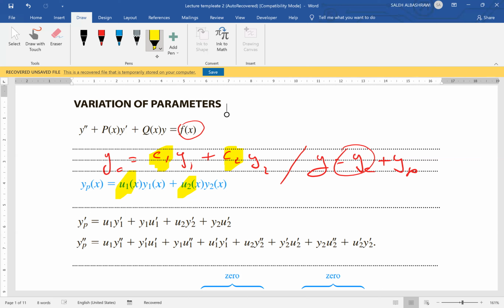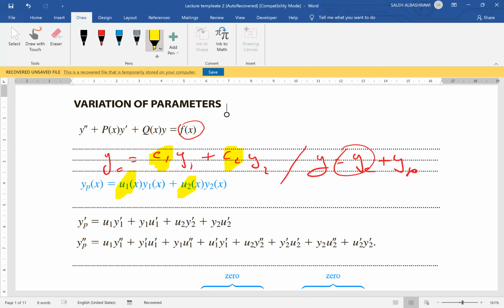So u1 equals the integration of minus tangent of x dx, which is equal to the integration of minus sine over cosine dx, and this is equal to ln of cosine of x. Take cosine of x as u to be substituted by a variable t, this is integration by substitution. I will have ln absolute value of cosine of x. This is u1.